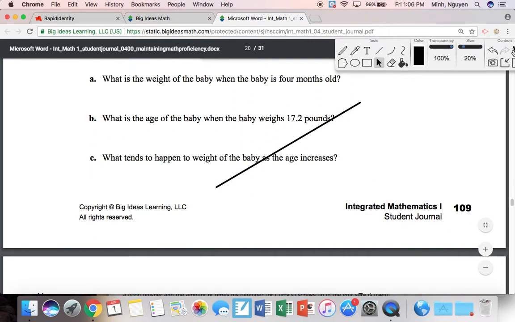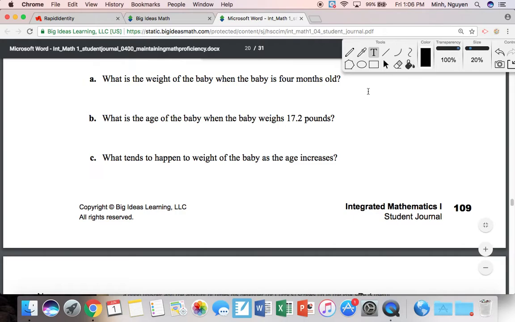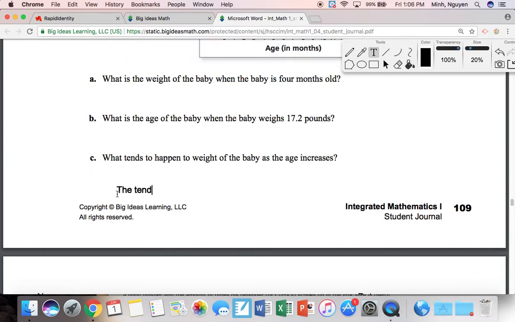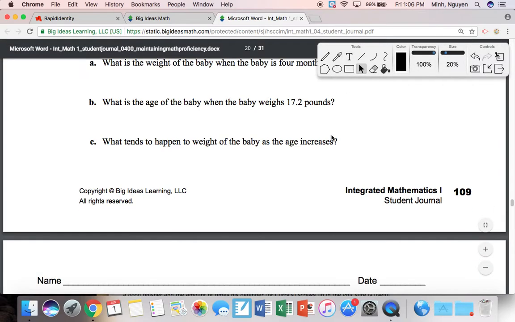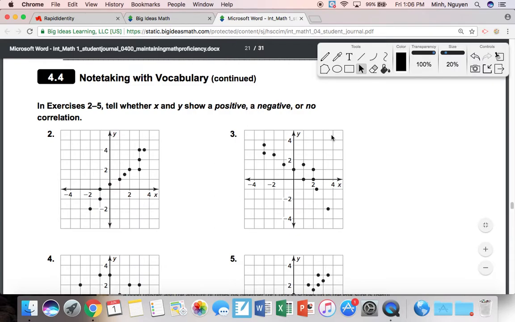Right. So you could say the tendency is for a baby's weight to increase with age, which should make lots of intuitive sense. When something grows, it gets heavier.